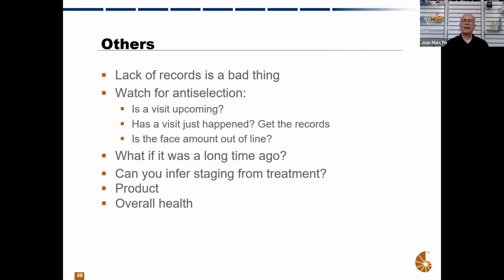On the other side, more general insurance type of underwriting, lack of records is a bad thing. In cancer, details matter, and the more precise the records are, especially on the pathology side and the follow-up side, the better it is. And then watch out for anti-selection. Everybody knows that cancer is not good news, has a high mortality impact. So, why not top up your insurance or get a high face amount?